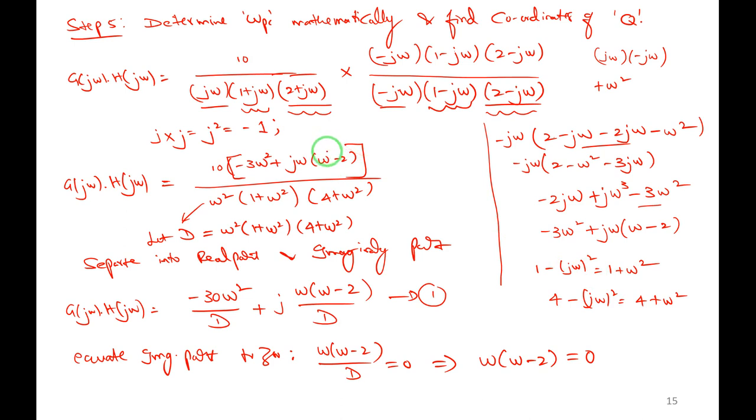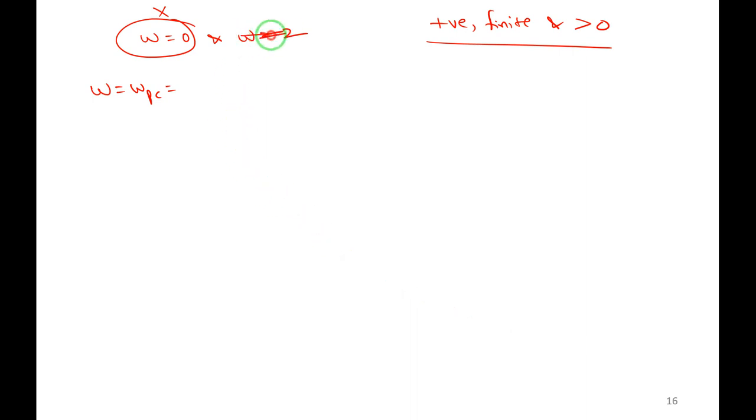Here we'll get j omega cube. Here I have written minus 3 omega square plus j omega. Yes, sir, omega square minus 2. Yes, here, omega square minus 2. Please correct it. Omega square, and omega square minus 2.